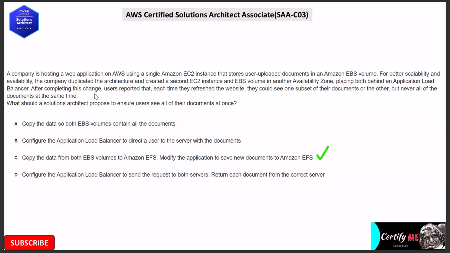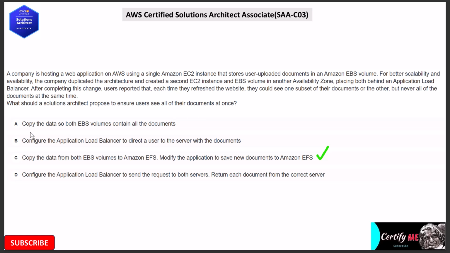After completing this change, users reported that each time they refreshed the website, they could see one subset of their documents or the other, but never all of the documents at the same time. What should a solutions architect propose to ensure users see all of their documents at once?